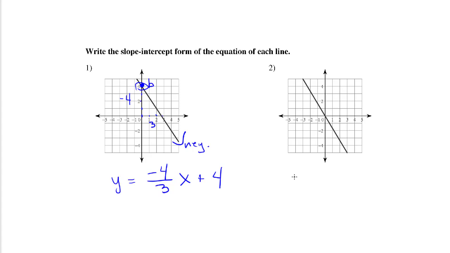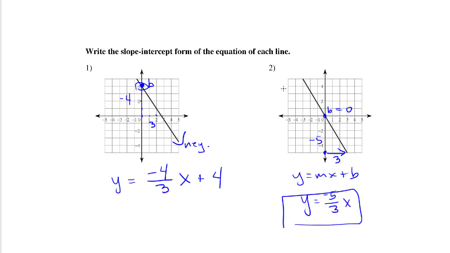Let's look at number 2. y equals mx plus b. And I can see my intercept is at 0, so b equals 0. And my slope, again, it's negative. I'm going down, it looks like 5 downward to go across 3 in x. So y equals minus 5 thirds x plus 0, or that's just simply the equation of the line shown.